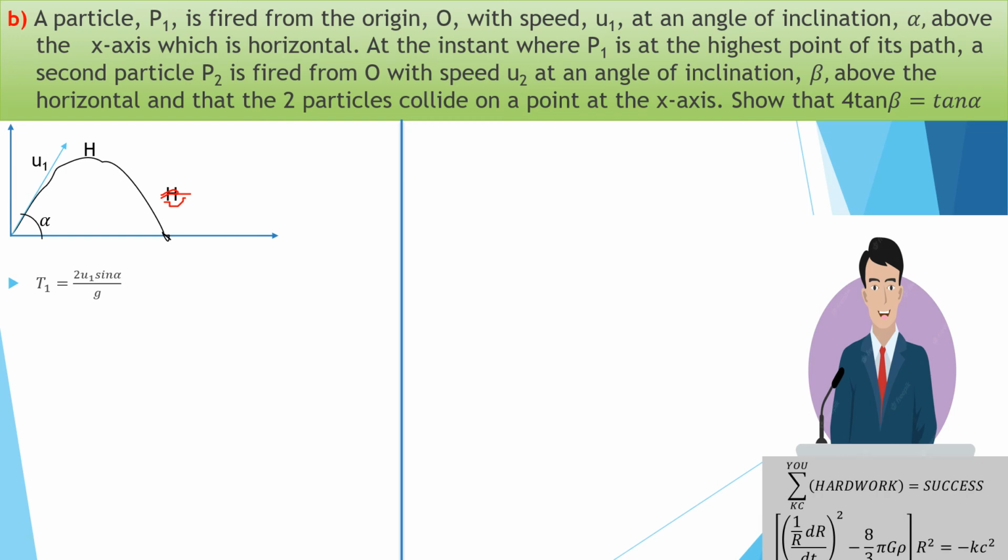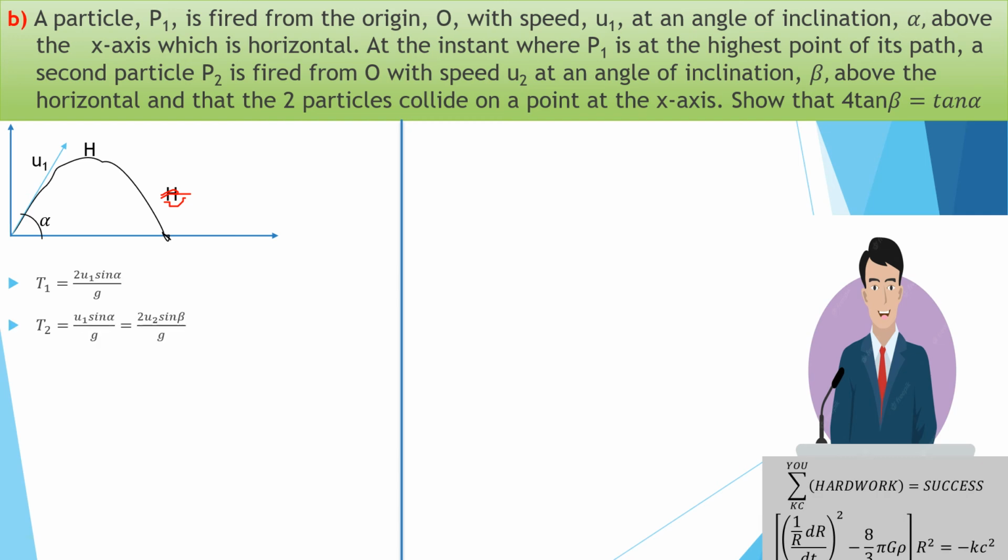Again, the first part of the question said it should show that the time taken for a projectile particle to get to this h is u1 sine alpha on g. So the time taken for it to get to this h and all the way back to this point on the same horizontal plane will simply be 2 times the time it takes to get to that point, because this particular projectile path is symmetrical about h. Perfect. So we want to go ahead and then analyze the motion now of P2, since we already know the time of flight of P1.